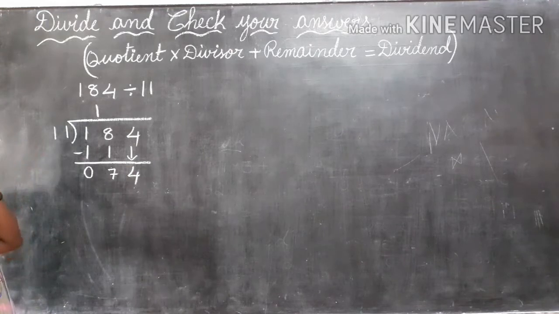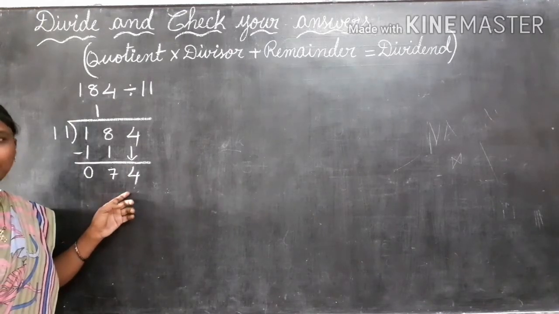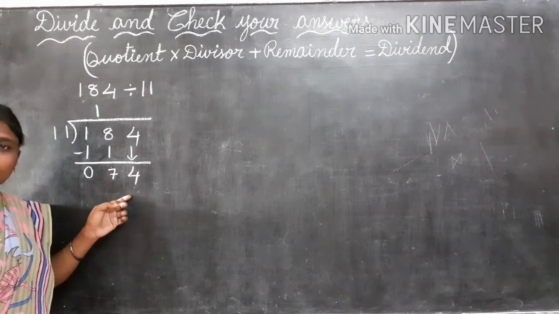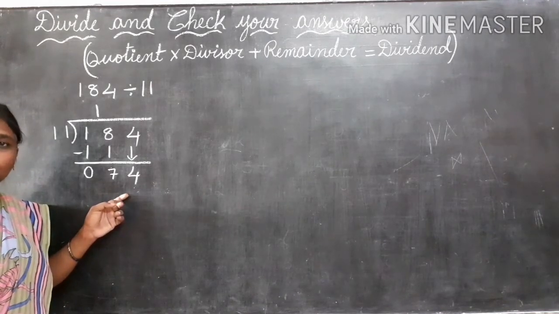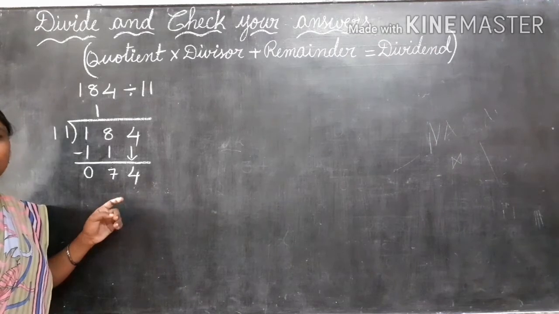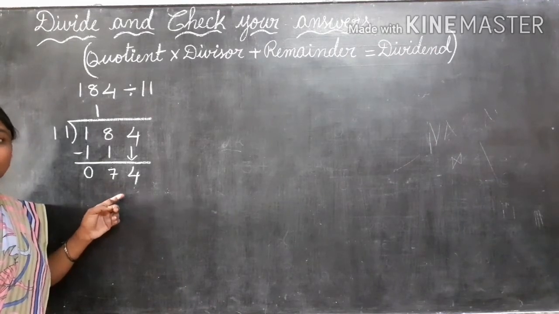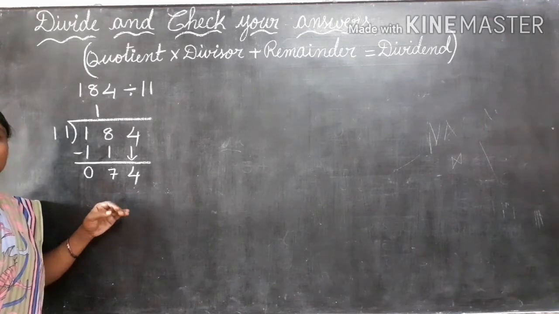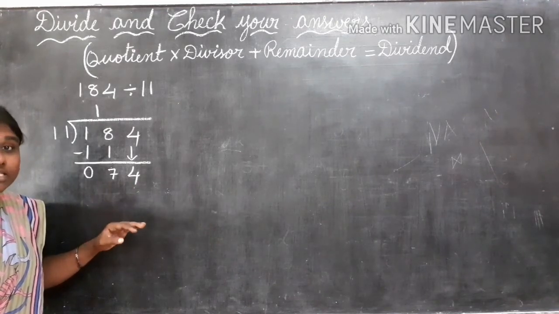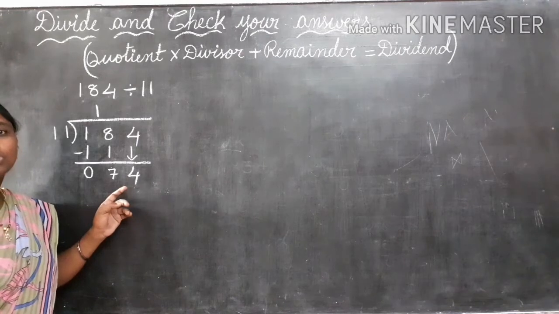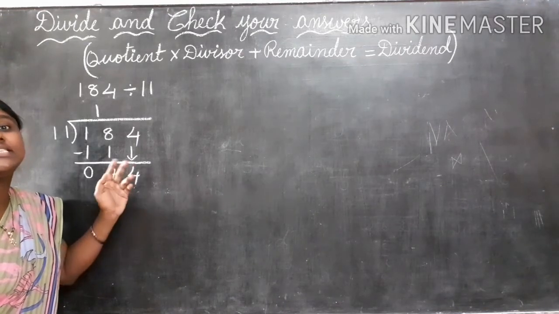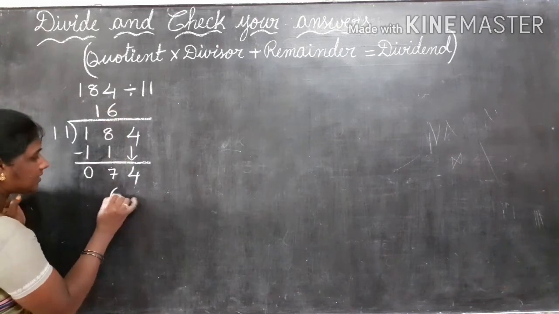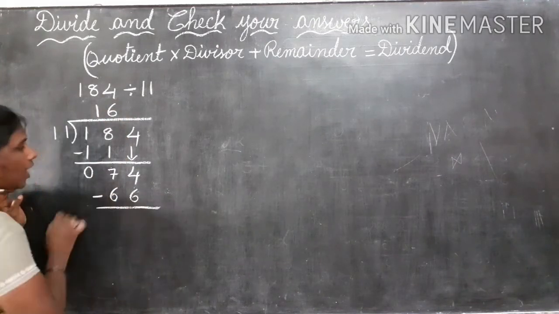It is 74. Now 11 table for 74. 11 ones are 11. 11 twos are 22. 11 threes are 33. 11 fours are 44. 11 fives are 55. 11 sixes are 66. 11 sevens are 77. But here it is 74. So 11 sevens are 77 is more than this 74. So we have to take 11 sixes are 66. Now we have to do the subtraction.